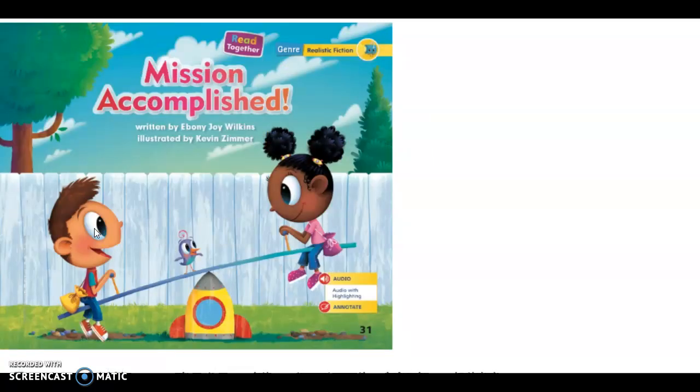So our read aloud this week is called Mission Accomplished. Read aloud with me. Get your book and turn to page 31. As I read, think about the characters, the setting, and what happens in the story.